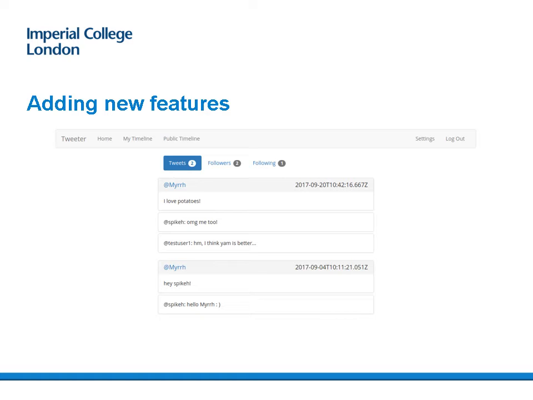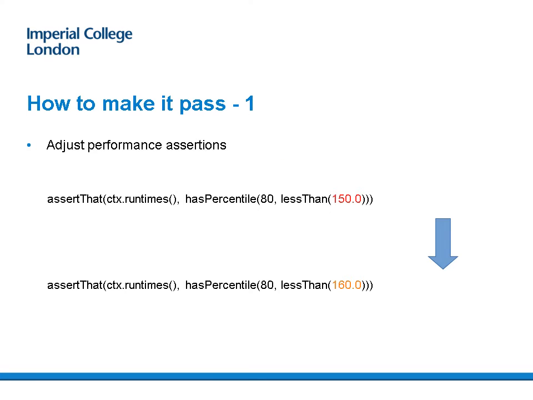So this is supposed to be a screenshot of Twitter, where we want to implement a new feature, such as the ability for people to add replies to particular messages. As we make changes to our application, and particularly when we add new features, we may find that the performance tests that we've written will start to fail. So there's several things we can do to fix that and to make the test pass again.